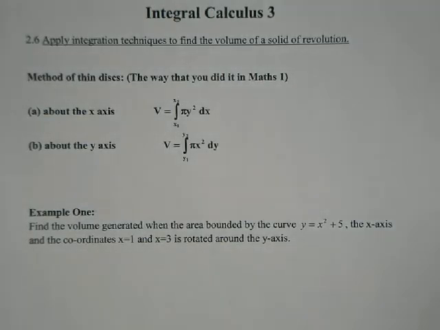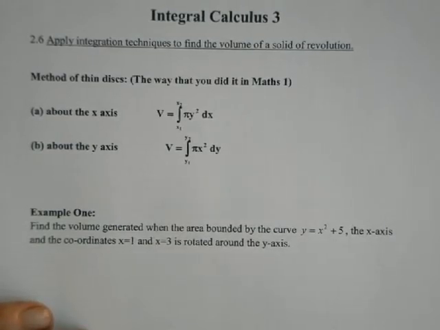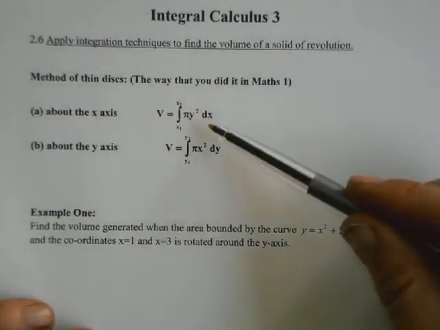Okay, we're going to have a look at volumes of revolutions. So we've done lengths of curves, we've done surface areas of solids, and now we're going to actually look at the volume of a solid. So you've done this previously in Maths 1, and these formulas should look vaguely familiar. And this is called the method of thin disks.